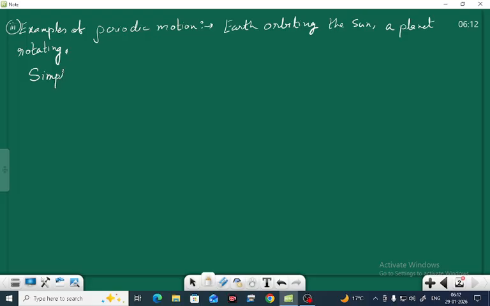Simple harmonic motion, or SHM. First we'll get the definition. What is the definition of simple harmonic motion? This is the definition of simple harmonic motion.